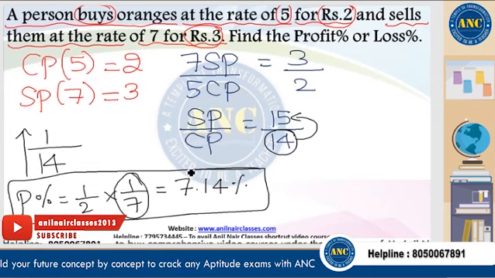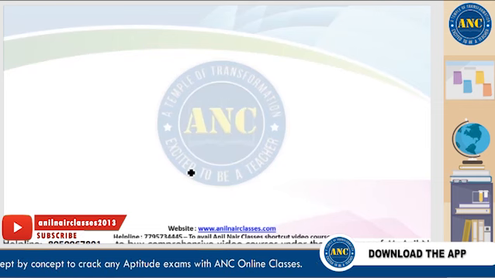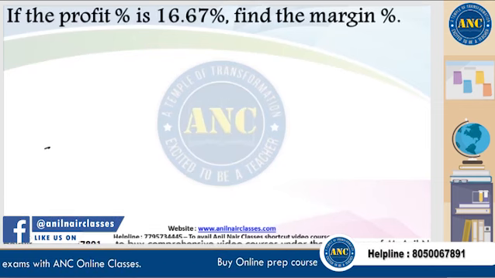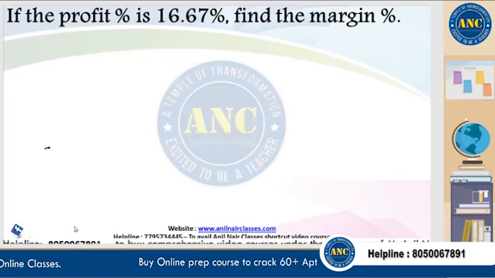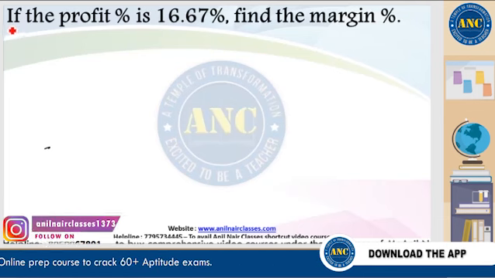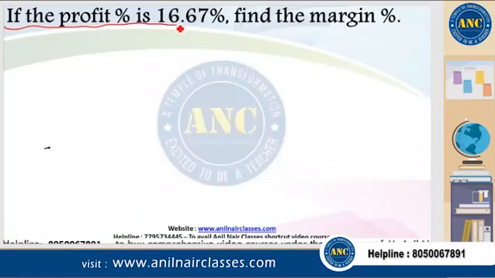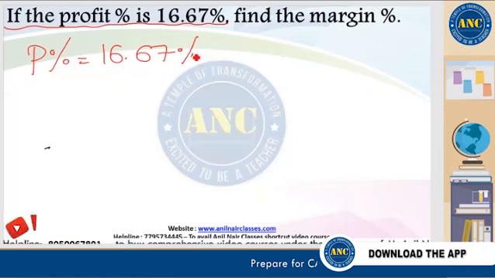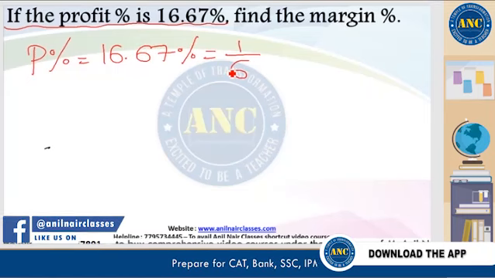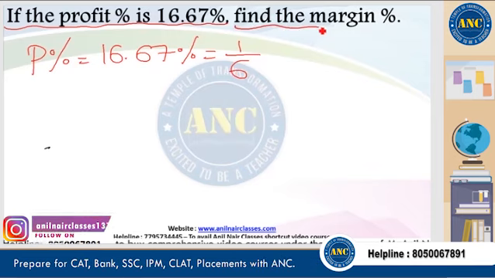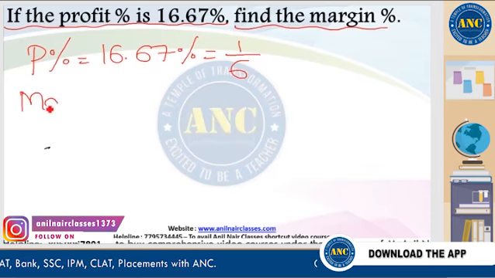Okay, now see here. Now please see the next question. You remember we discussed margin percentage. One or two easy questions before we move on to some other questions. The question is: if the profit percentage is 16.67 percent, which is 1 by 6, as I already explained in fraction to percentage conversion, find the margin percentage.